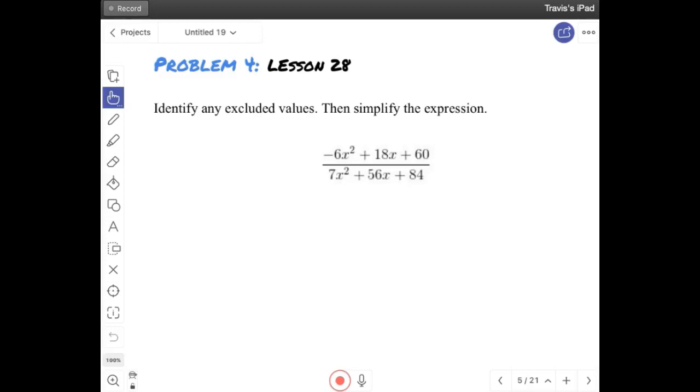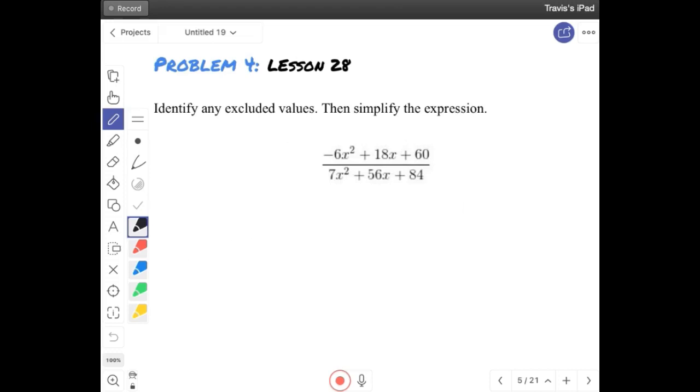Okay, so simplifying rational expressions. So the first thing we want to do is find any excluded values and then simplify our expression. I know that these both look like very complex things, but we can break it down so they don't look nearly as bad.